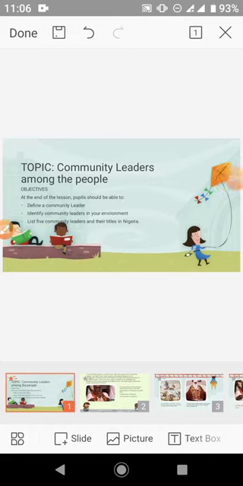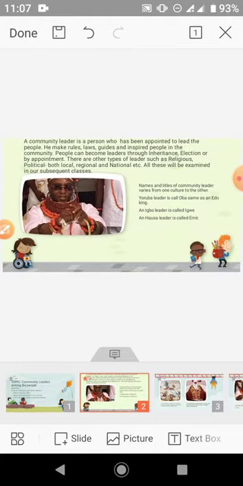We looked at community leaders among our people. And again, we looked at the objectives of the lesson. We want you to define a community leader, identify community leaders in our environment, and list five community leaders and their titles. So what that simply means is that some community leaders have titles, and in the process of this lesson, we are going to see that. And so quickly, we jump to the first task.